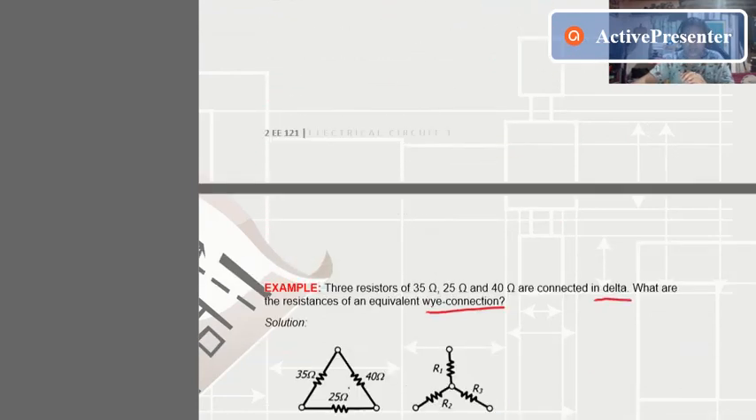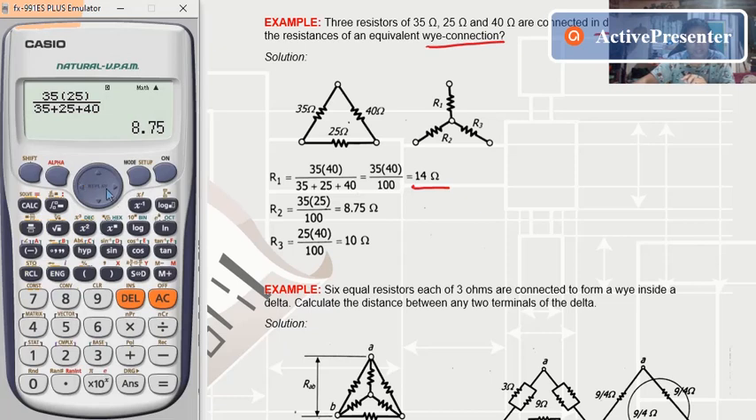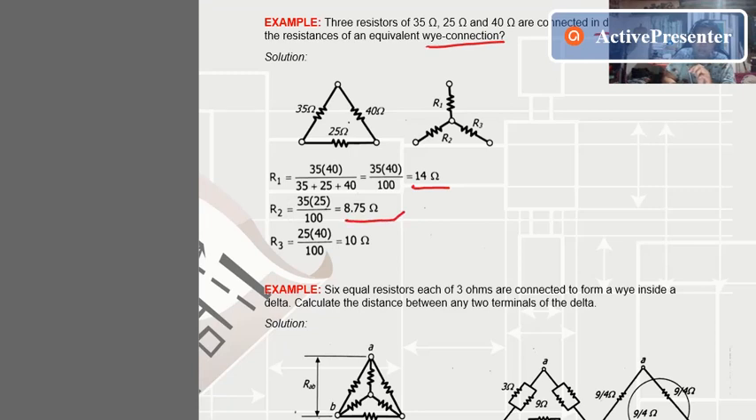Wait. 8.75 ohms. And for our R3, 25 multiply by 40 over 100. So our R3 is 10 ohms. So very easy lang, no? Since formula man siya tanan. So we have our final answer here. For R1, 14 ohms. R2, 8.75 ohms. And R3 is 10 ohms.